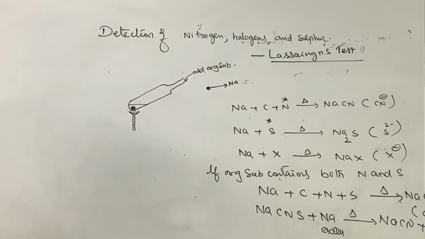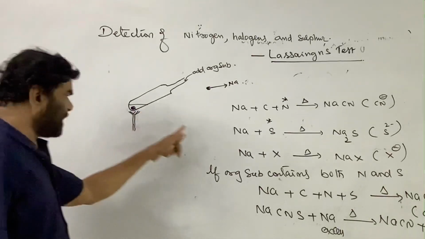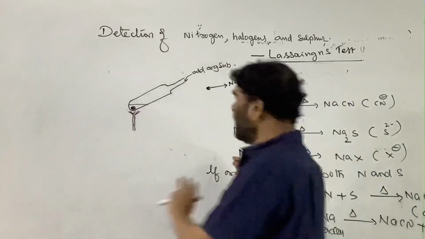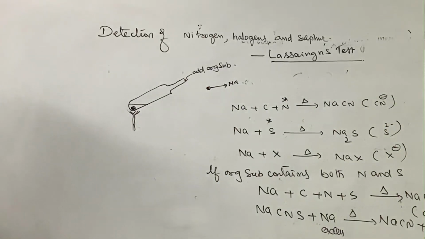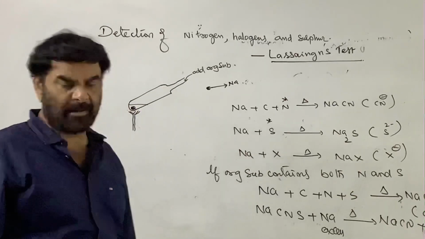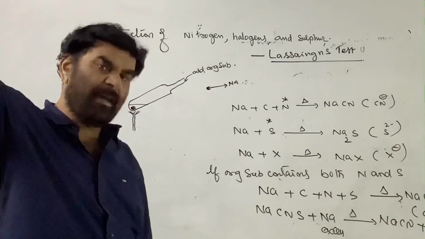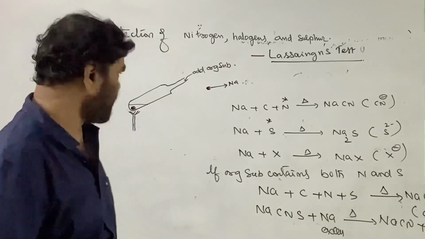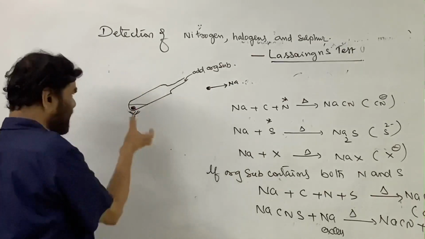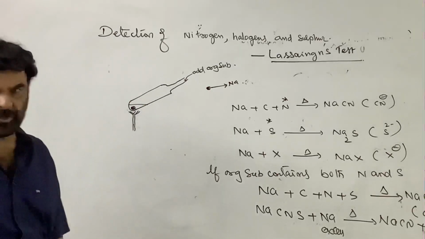So normally, to avoid those complications, an excess of sodium is used. This is the heating procedure: fusion of the given organic substance with excess of metallic sodium, first slowly, then suddenly heated to high temperature. Now this is under high temperature conditions, in a red hot glass tube.